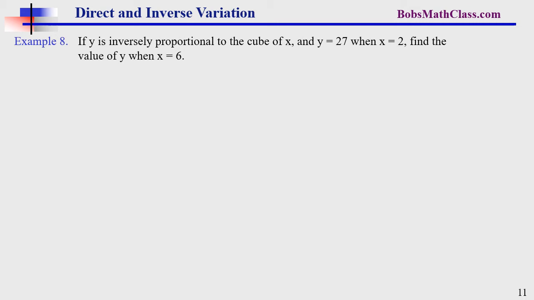All right, first step, translate. Y is inversely proportional to the cube of x. Inversely, right, you got it in the denominator. So k over x cubed. All right, now let's replace the y with 27 and the x with 2. 2 cubed is 8. And multiply by 8 on both sides to get k by itself. 8 times 27 is 216.